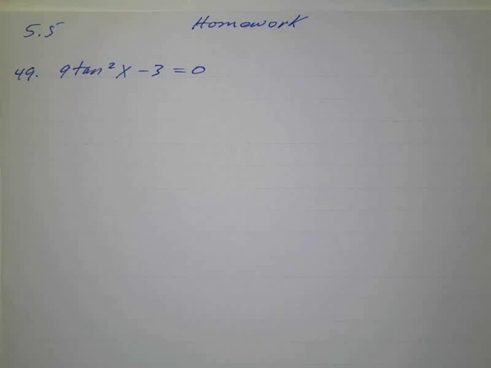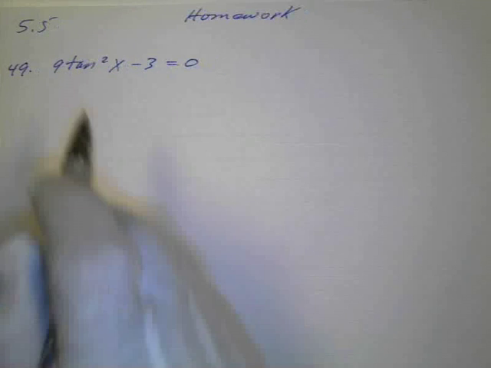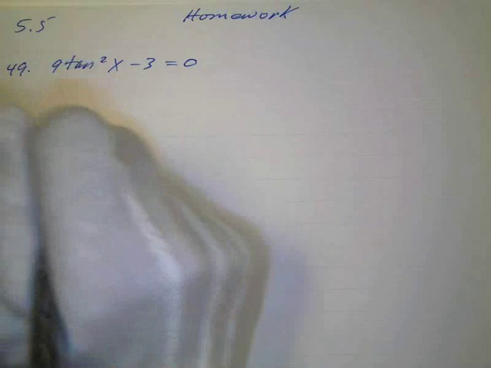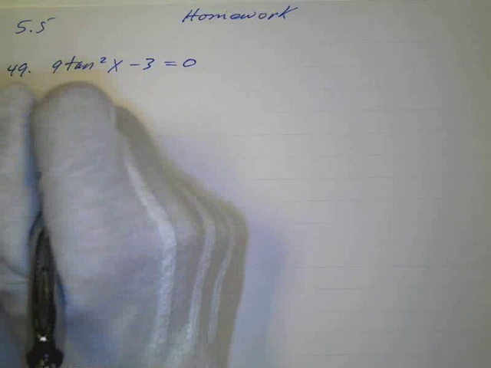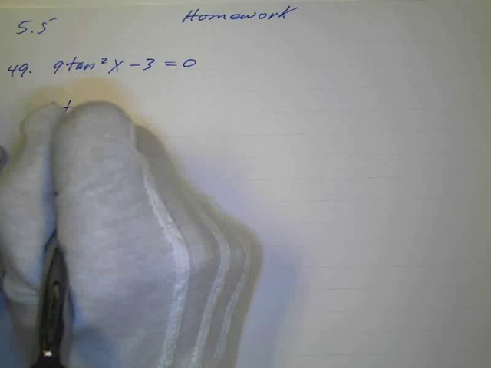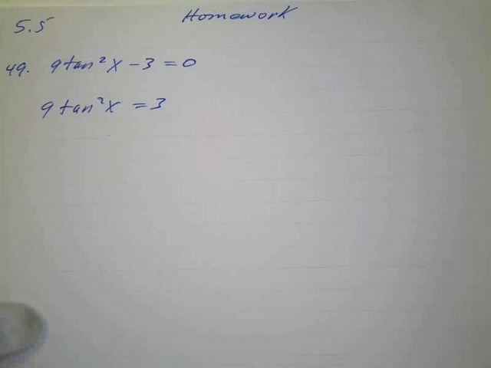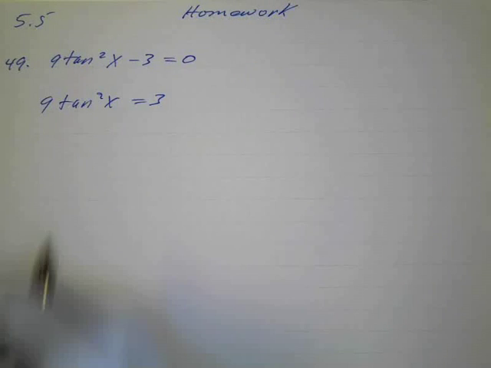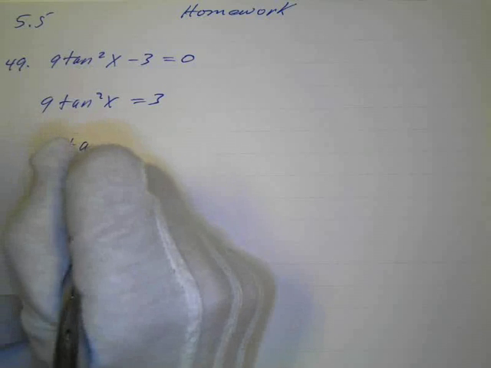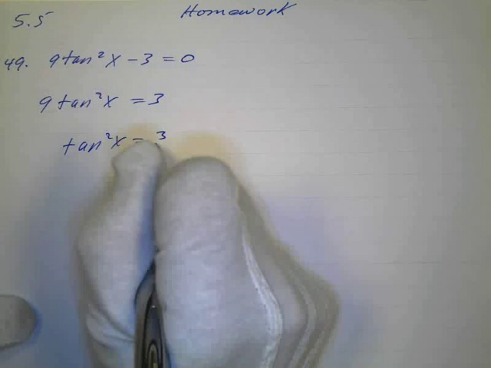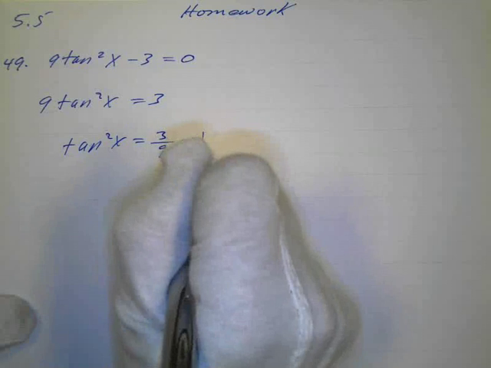Okay, here's number 49, section 5.5, some more trig equations. First of all, we'll just isolate this, so we'll add 3 to both sides, so we'll say 9 tangent squared x equals 3. Then we can divide both sides by 9. So the tangent squared of x equals 3 divided by 9, which is equal to 1/3.